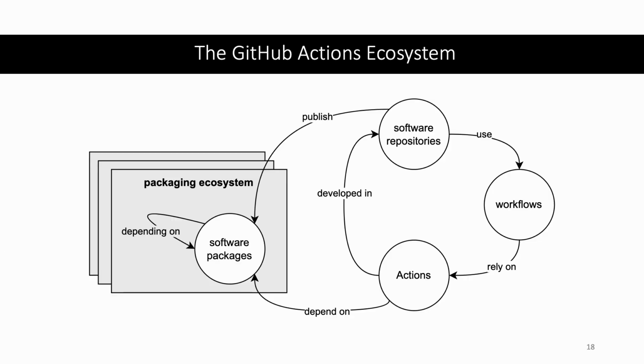In this slide, you can see a schema of our proposed GitHub Actions ecosystem and how different components work with each other. You can see that software repositories use workflows which rely on actions. Actions themselves are developed in some other software repositories, and more interestingly, even other packaging ecosystems are connected to this ecosystem as long as they use workflows in order to develop their programs. This means that problems in the GitHub Actions ecosystem can propagate to other ecosystems and create problems for them.